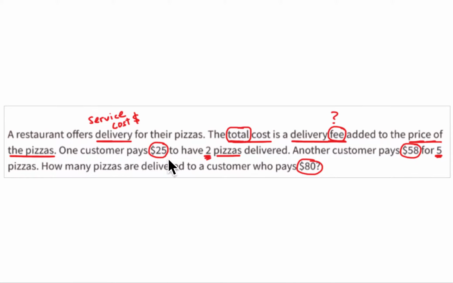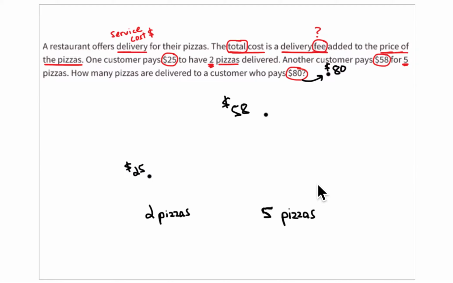So one customer pays $25. He or she ordered 2 pizzas and they have them delivered. Another customer pays $58 for 5 pizzas. So how many pizzas are delivered to a customer who pays $80? So, interesting problem. They pay $80. How many pizzas are they getting for that $80?